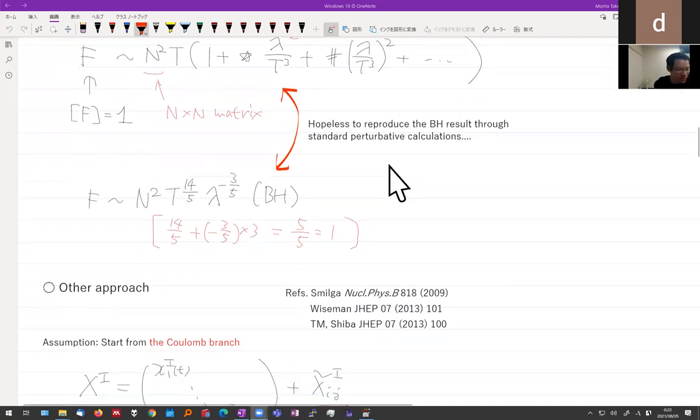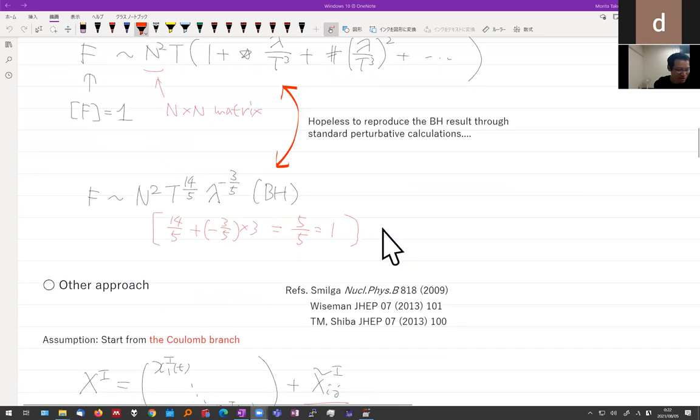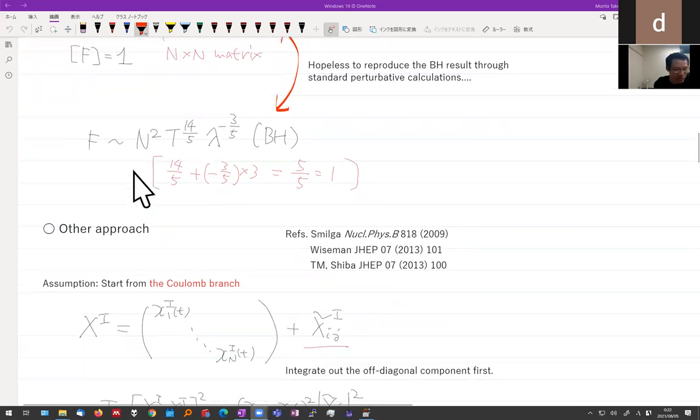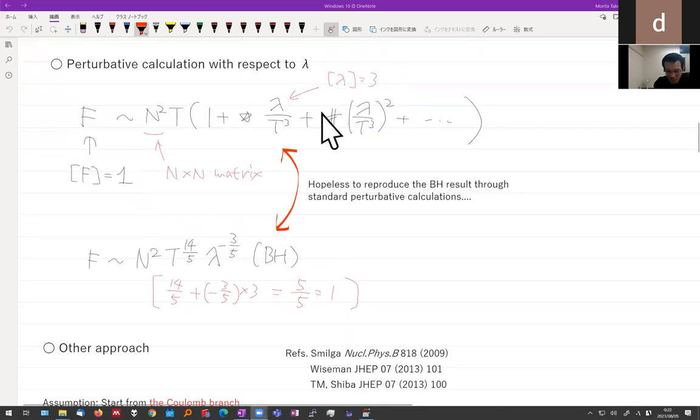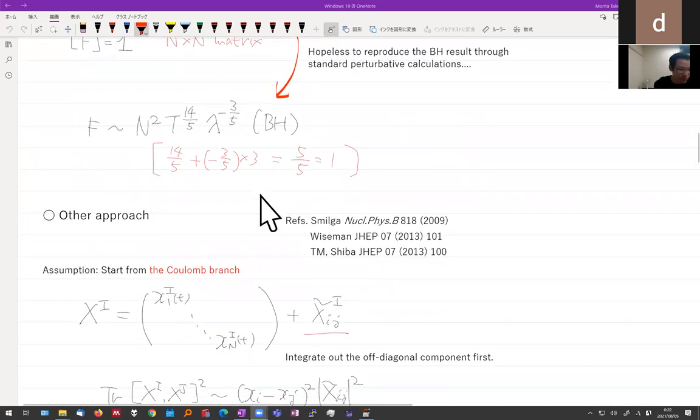Okay, so this is about perturbative calculation. This will not work. By the way, this combination looks very complicated, but if you carefully check the dimension, it has mass dimension one, corresponding to the mass dimension of the free energy. Okay, so then we should avoid this kind of approach and change the method.